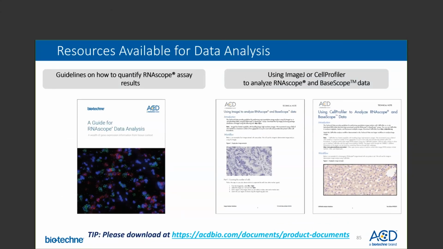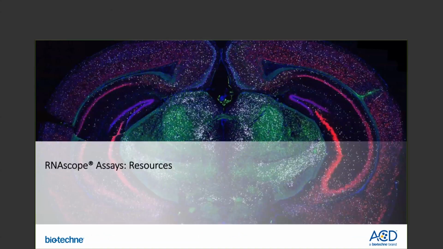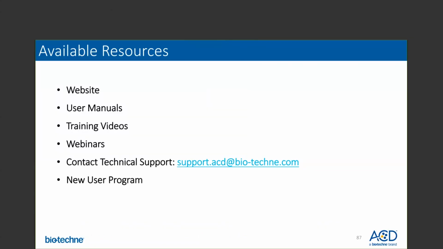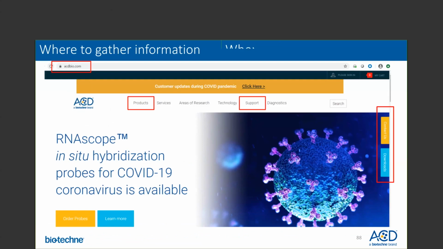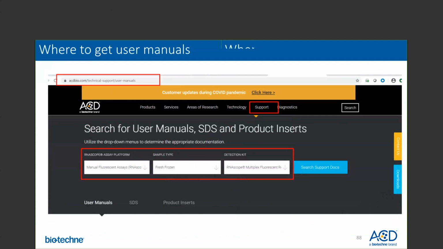The last section of the presentation will review the resources that are available to help you perform RNAscope successfully. Please visit our website at acdbio.com for more information about our products and the resources available to you. There you'll find a wealth of information, and if you go to the support page, there are user manuals for the manual and automated assays, as well as troubleshooting guides and tech notes.